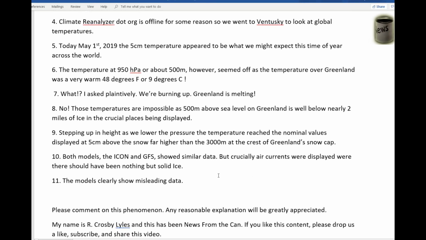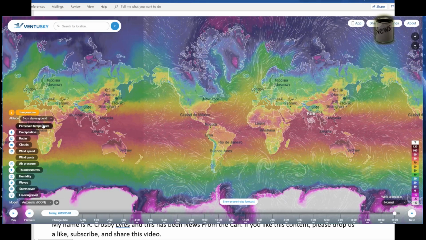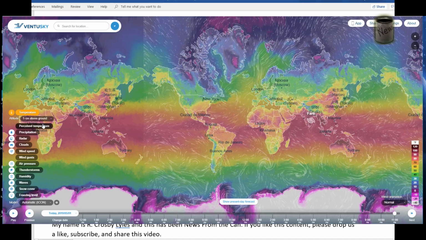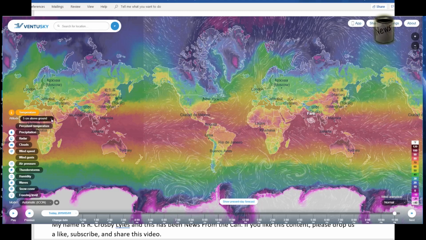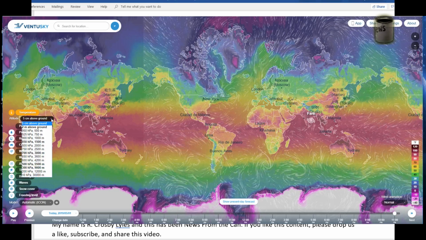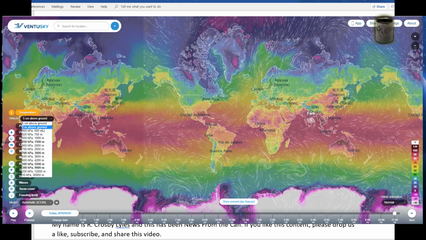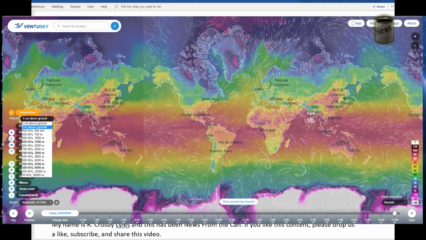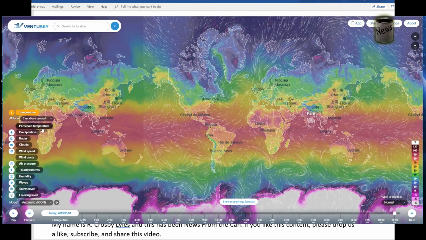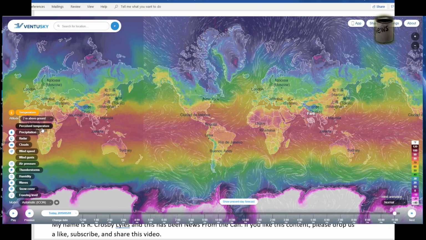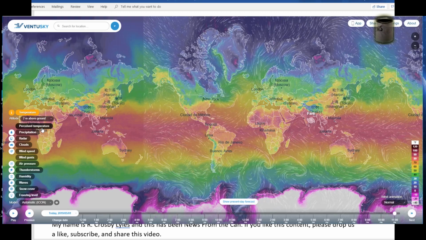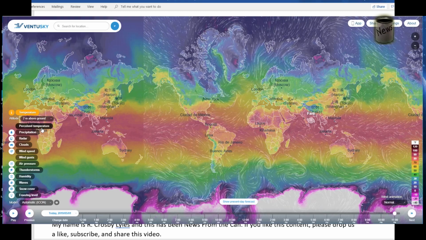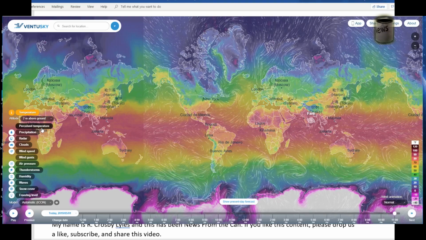9. Stepping up in height as we lower the pressure, the temperature reached the nominal values displayed at 5 centimeters above the snow, far higher than the 3,000 meters at the crest of Greenland's snow cap. So we assume that when you hit the 5 centimeter reading, what you're actually looking at is 5 centimeters above the surface of the snow at a little over 3,000 meters high, which is where the crest of the snow cap is on Greenland. It tops out at a little over 3,000 meters.